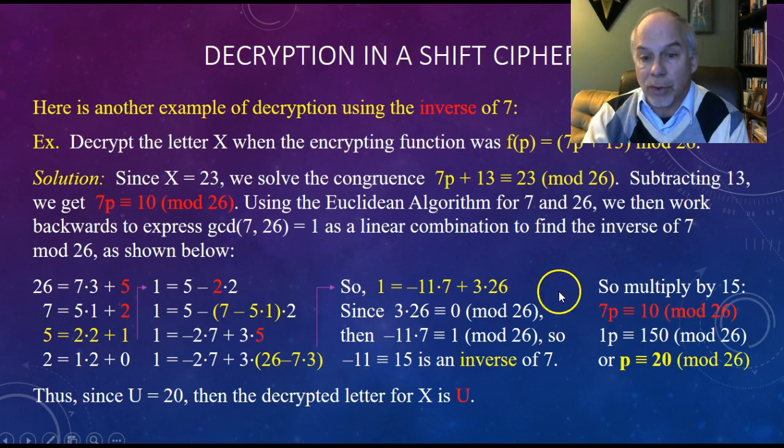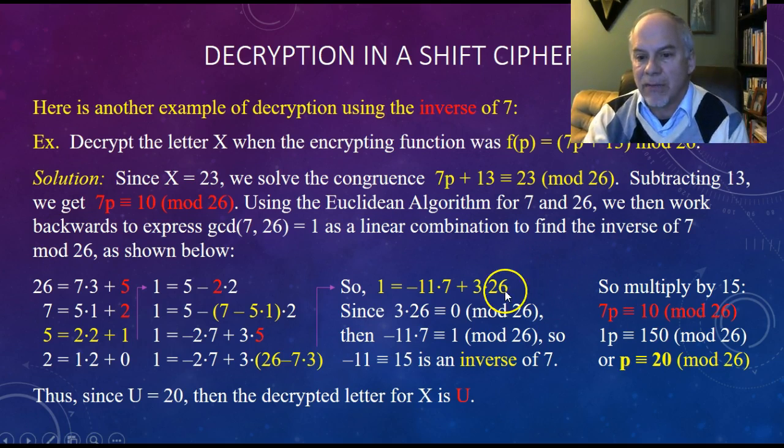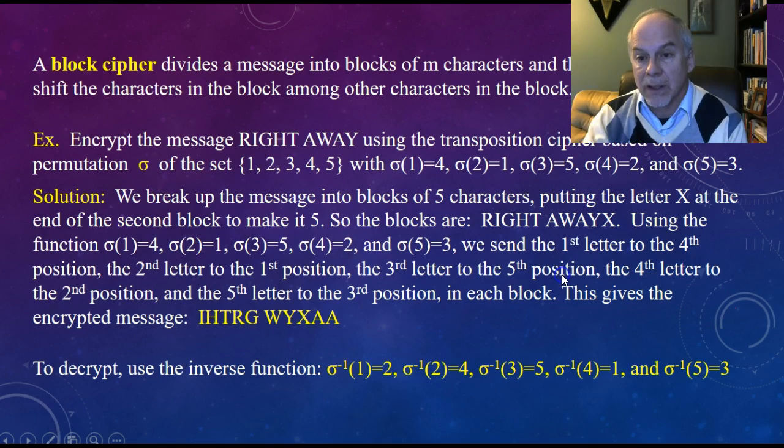But you could have done that kind of like I did on the previous example, where you're looking at the multiples, adding multiples of 26 until you find one that's divisible by 7. Could have done that as well.